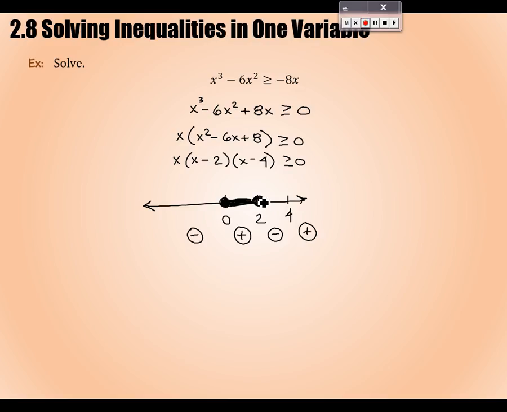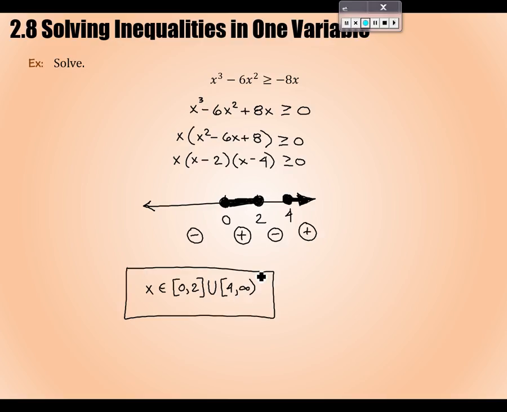All right, so here we want to include closed circles, Algebra 1 style. Closed circle. So how do we write that? Maybe x is in the set, the closed interval 0 to 2, together with union 4 to infinity. How do you like that? Pick a number in this set, and you'll have a true inequality.